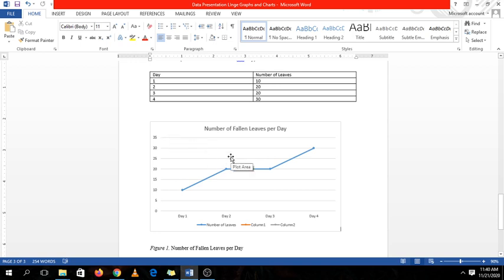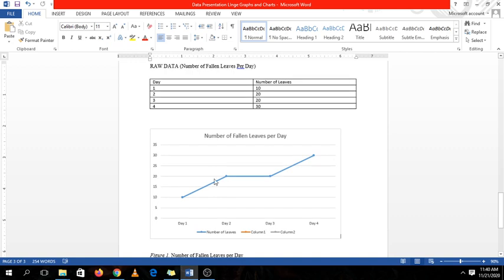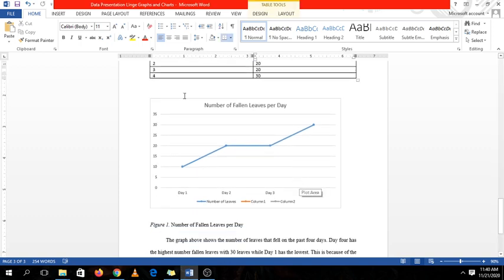I know that you already know how to do this one, so let's just review how. It's very simple. Let's say I have raw data of the number of falling leaves per day for the past 4 days: day 1, 10, 20, 20, 30. So how do we construct our line graph using MS Word?